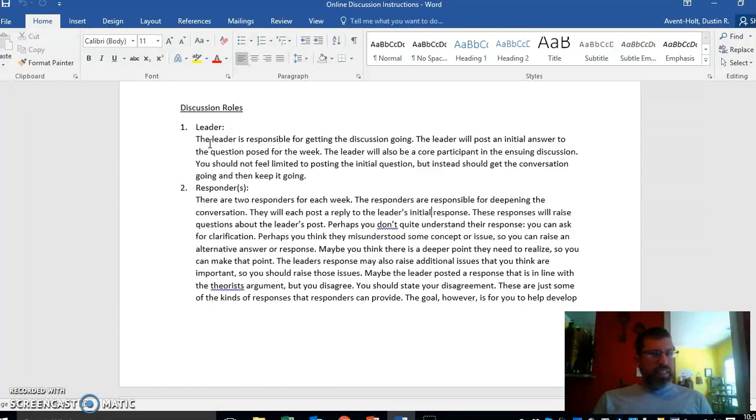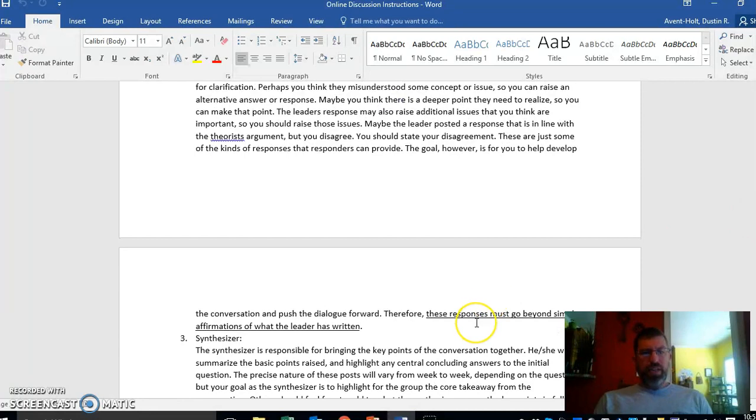You can critique the ideas. Perhaps you don't fully agree with what the leader has said. Perhaps you don't fully understand what they're trying to say, so you can ask for clarification. Perhaps you see them as misunderstanding one of the key issues or concepts, so you can raise that. You can raise your own alternative answer, however you want to respond. The only caveat is that you are not to simply say, I agree with what this person has said. You have to go beyond a simple affirmation of whatever the leader has posted. So both individuals will do that.